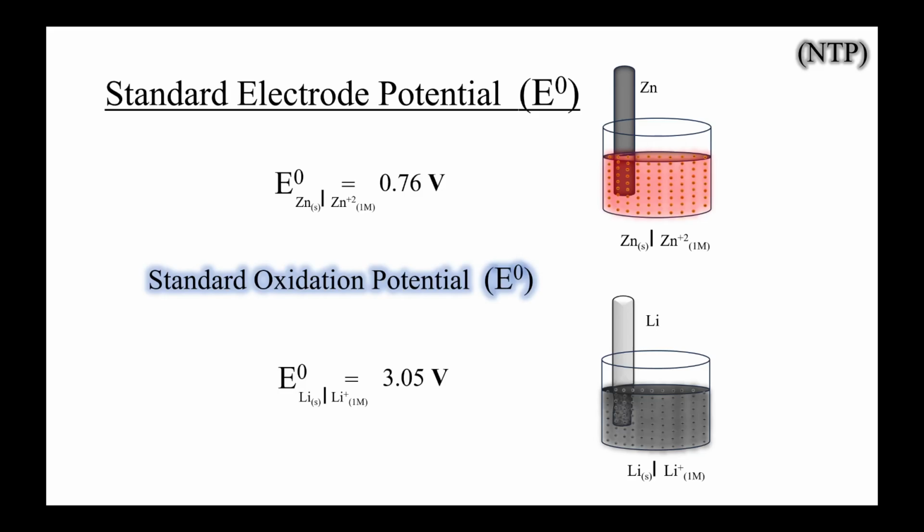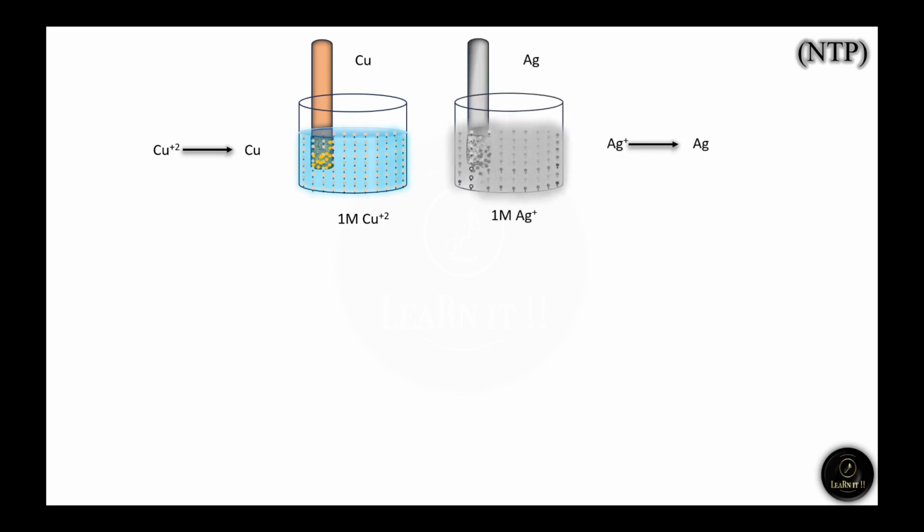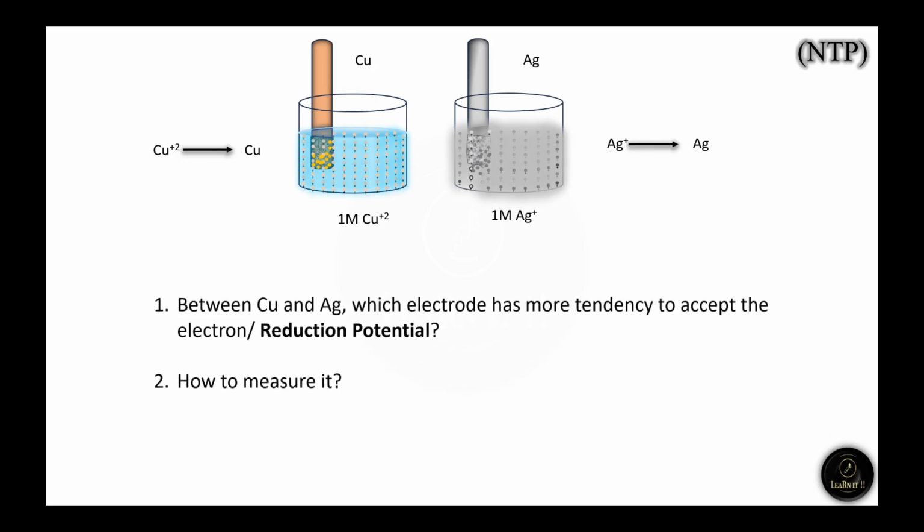Similarly, we need to discuss the electrodes which undergo reduction at NTP. It means the electrodes which are cathode at NTP. So we know two examples. First one is copper, second one is silver. So the question comes, between copper and silver, which electrode has more tendency to accept the electron, or which has more reduction potential? And the second question is how to measure it.